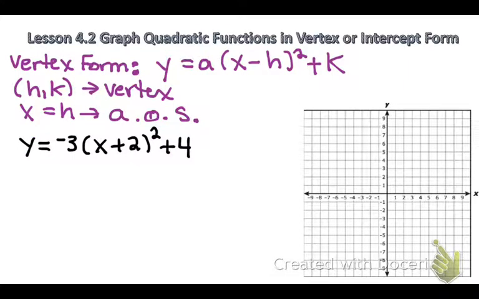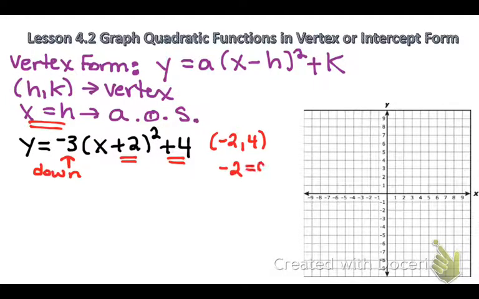Okay, so our a value, -3, indicates that our graph will open down. (h, k), so our vertex is going to be (-2, 4), and our axis of symmetry, x equals h, is going to be x equals -2. So we'll put that information on the graph and then continue from there.